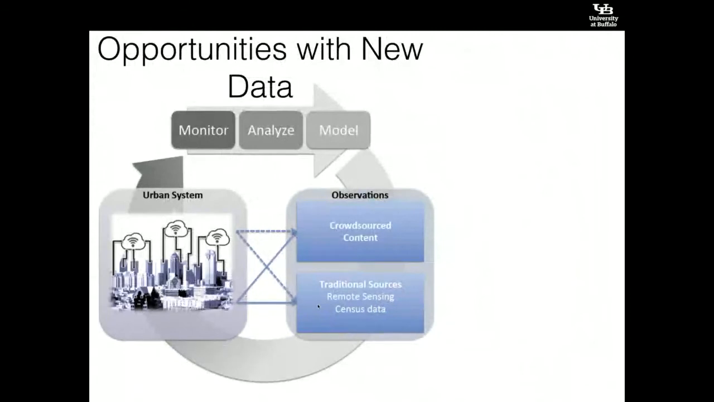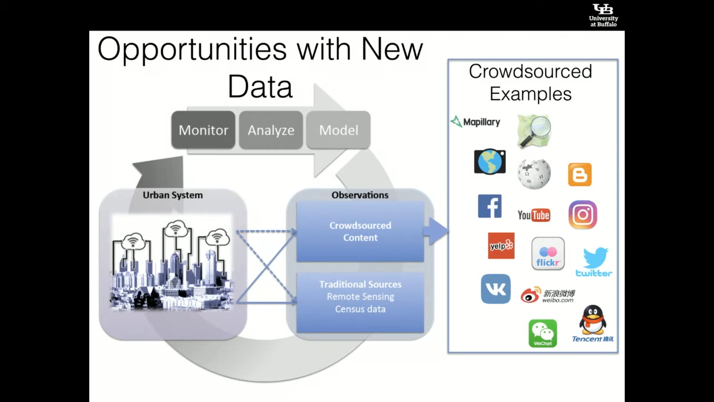And I think now with respect to data, we have this new way of constantly getting new sources of data. We have the traditional data sources we use to study the world around us, census data, remote sensing imagery, but we also have this crowdsourced content, either volunteered geographic information or ambient geographic information.